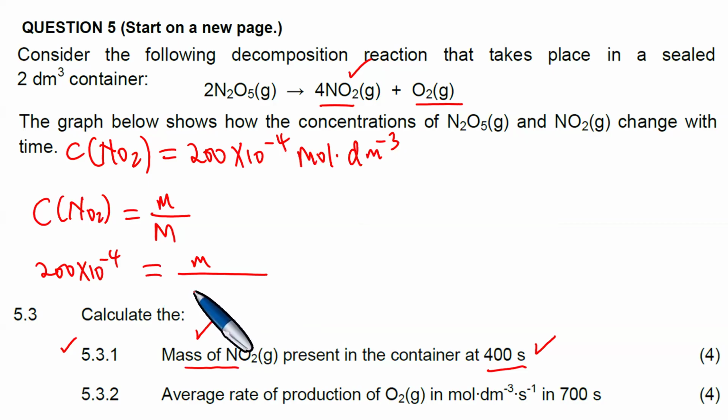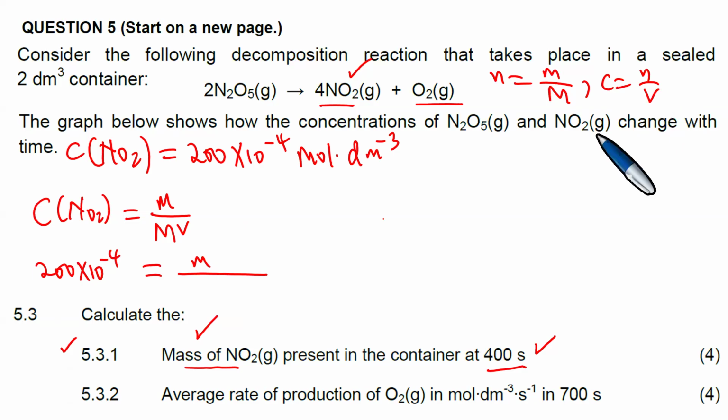What is the molar mass? Okay, you can do the molar mass times volume. The concentration is mass over molar mass times volume, because we know that number of moles is mass over molar mass, and we know that concentration is number of moles over volume. So you put the mass over molar mass in n's place, and therefore you have mass over molar mass times volume. Right, we have exactly the situation.